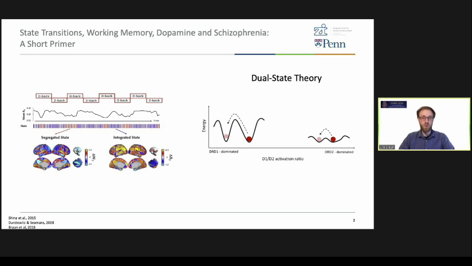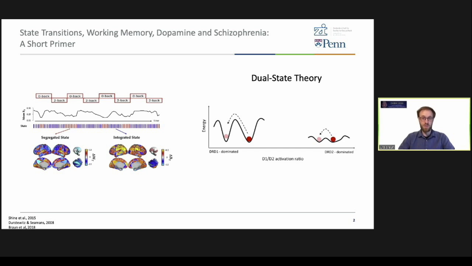There's an interesting theory that tells us how that could work and binds it to dopamine, which is called the dual state theory of prefrontal function. It posits that there are basically two dynamical states. One is a D1 dominated state, which means preferentially D1 receptors are engaged. This dynamical regime is characterized by high energy barriers between different states, and it takes a lot to go from one state to the other, so it's a really stable state.